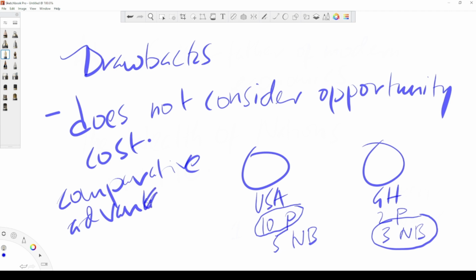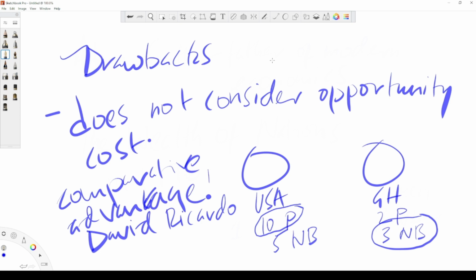Comparative advantage was propounded by a famous economist called David Ricardo, in his book titled On the Principles of Political Economy and Taxation in 1817.